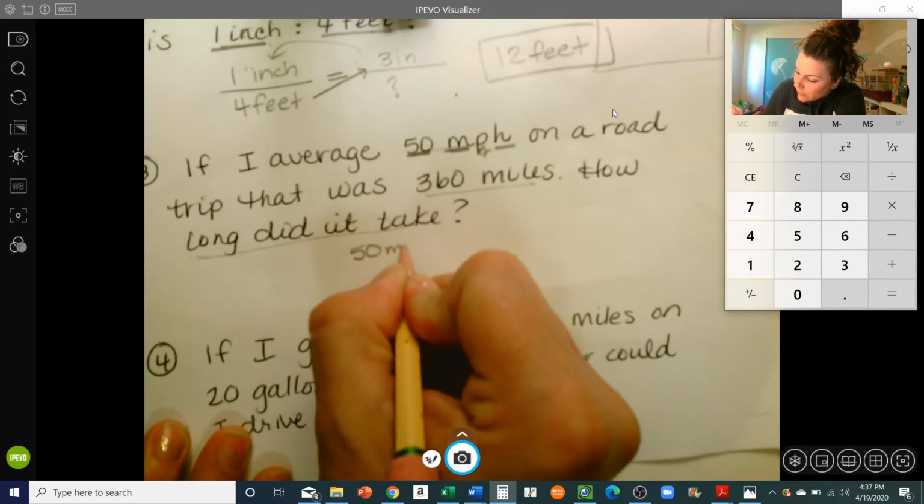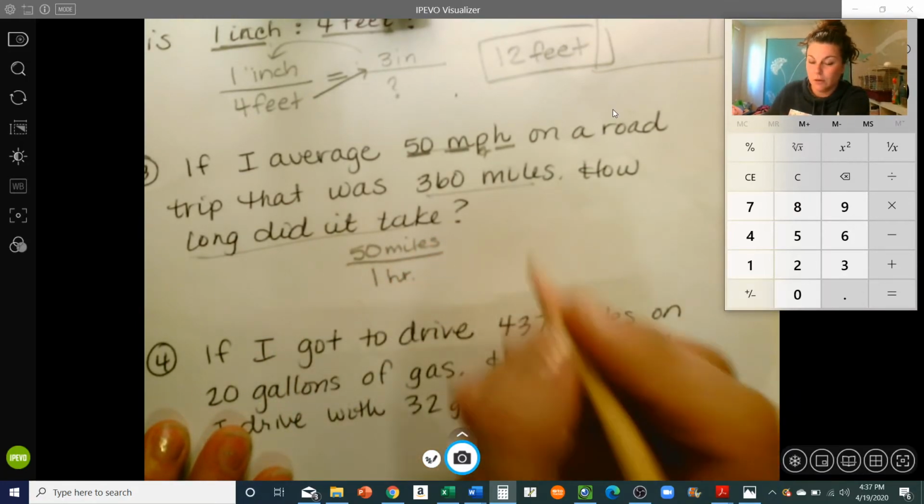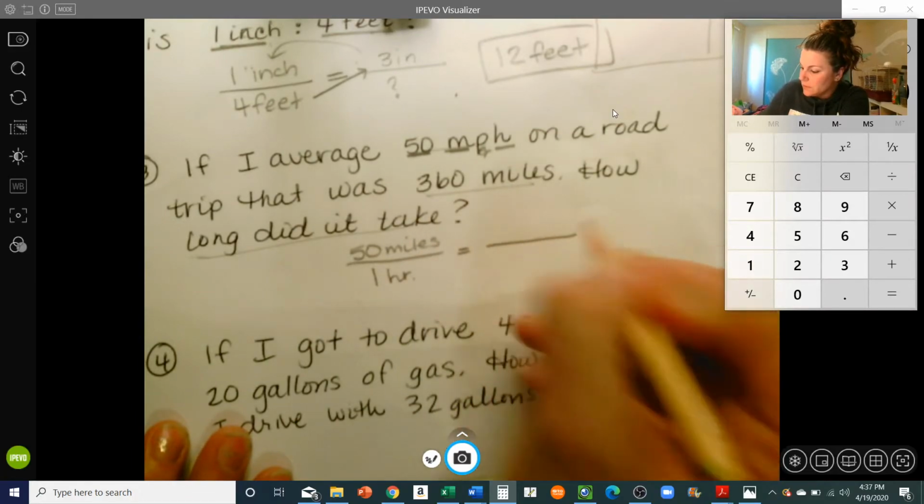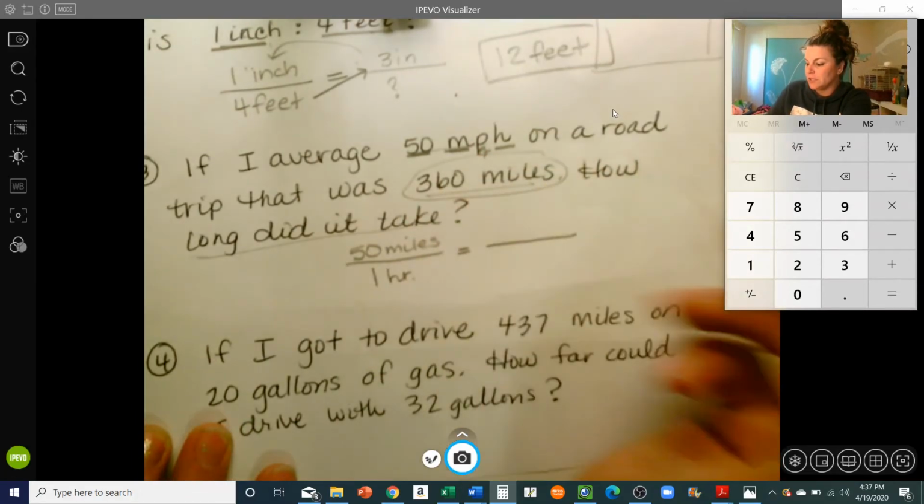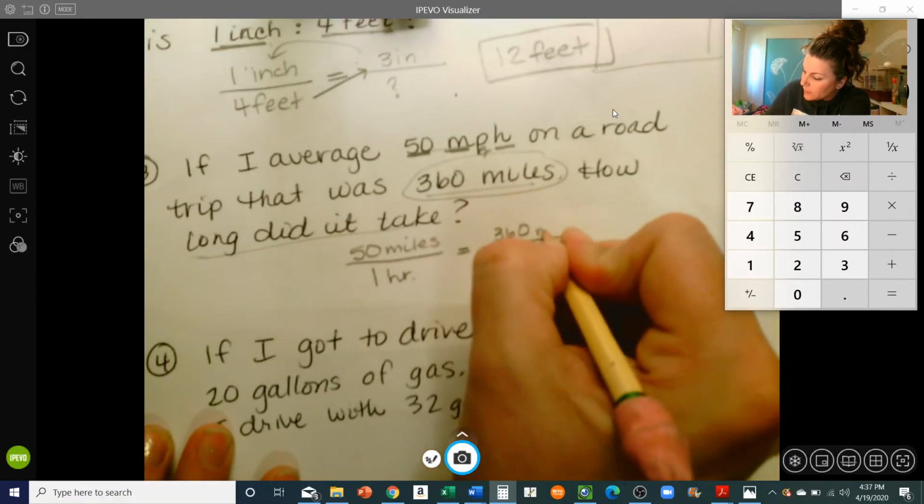50 miles per 1 hour equals my larger amount. Here's 360 miles. So that goes on top. 360 miles.